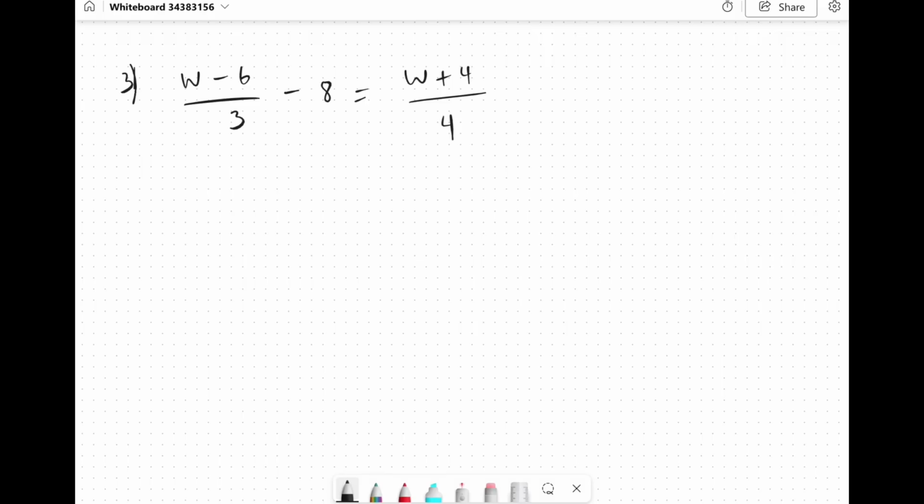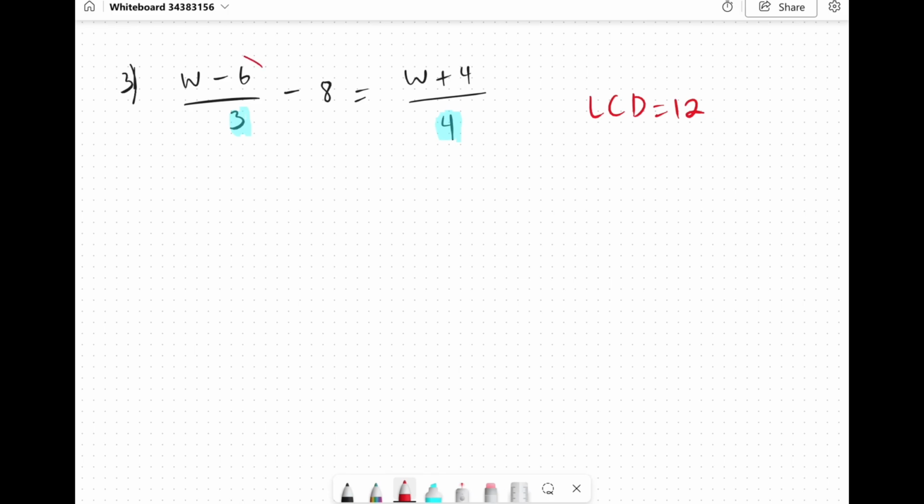Please don't cancel anything just yet. Remember our first step when it comes to equations with fractions is to find the common denominator for the 3 and for the 4. So you need to look for the number that can be divided by 3 and also by 4, and that's your LCD, it's 12.